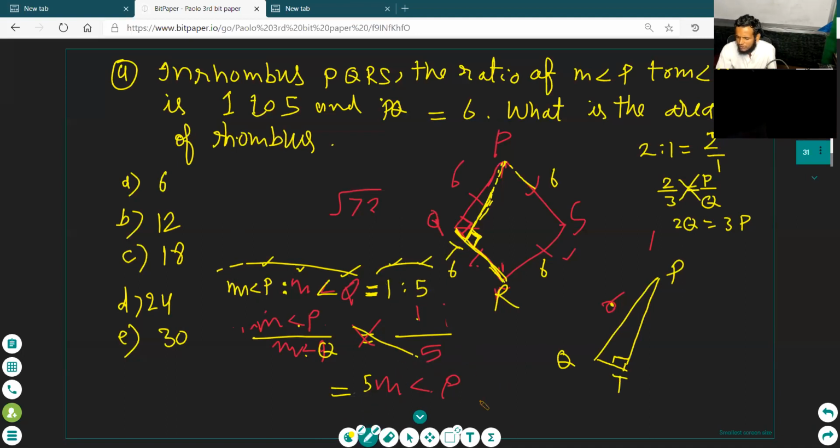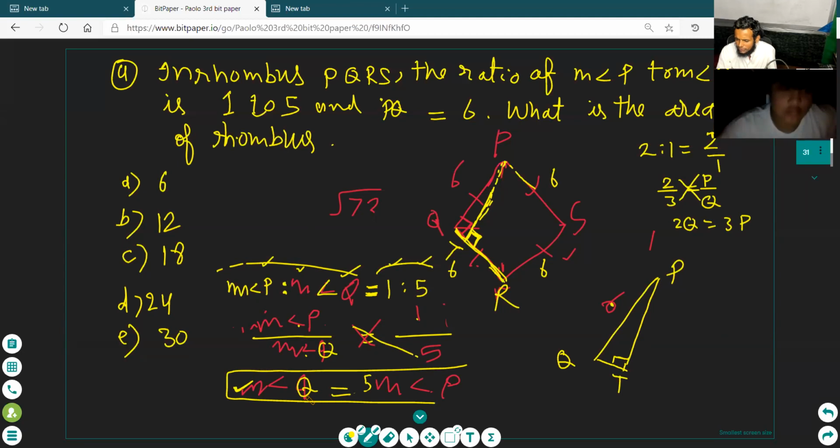What will be here? Measure of angle Q. This is the equation. This is your equation. These angles are supplementary angles.